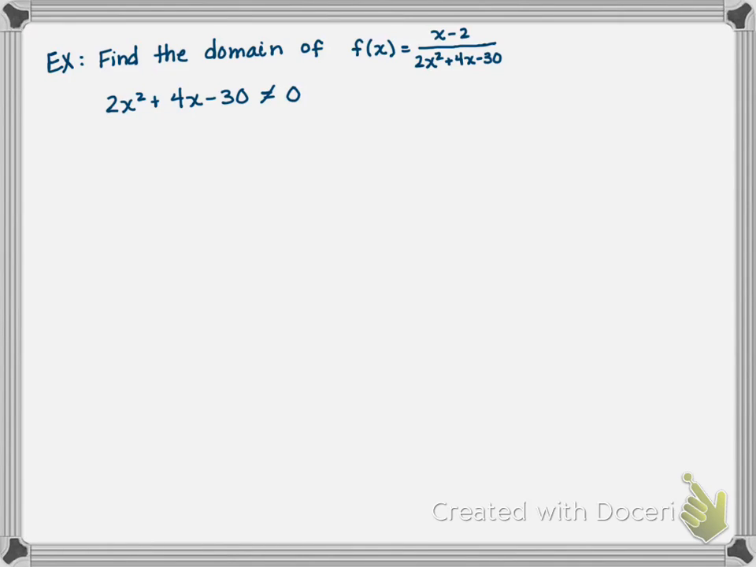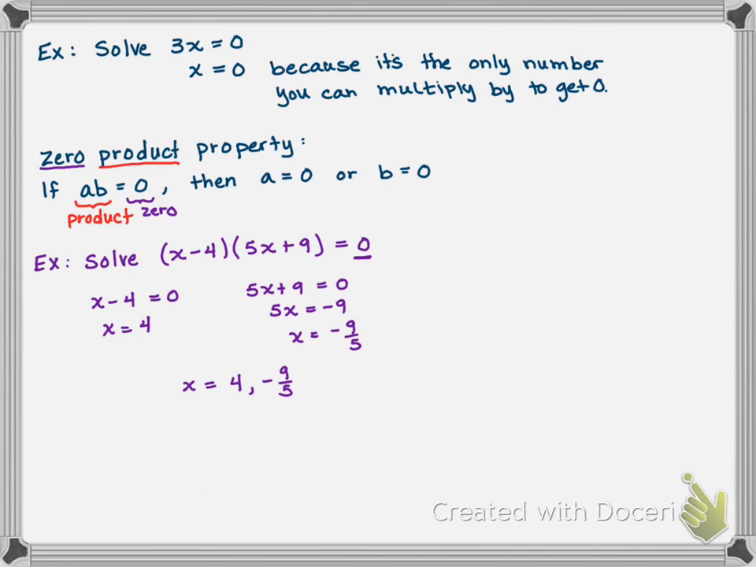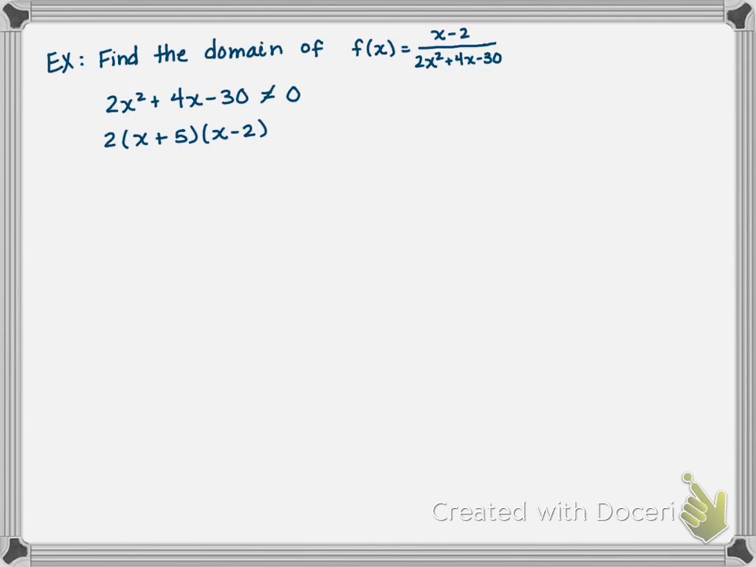So you guys already factored this guy. It was 2 times x plus 5 times x minus 3. Sorry, I'm trying to remember what we did. There we go.